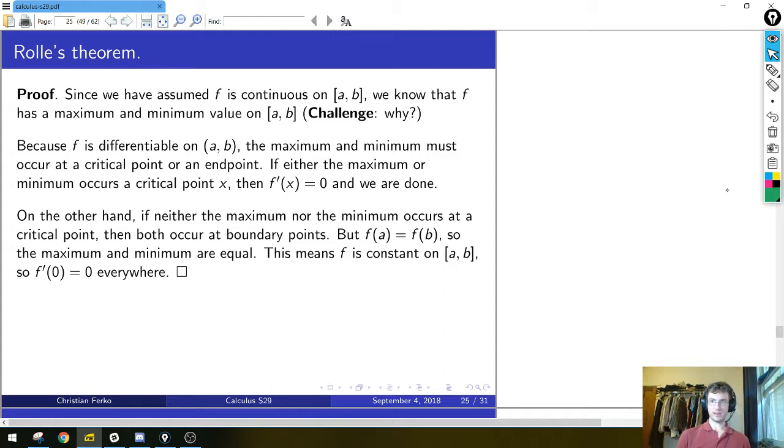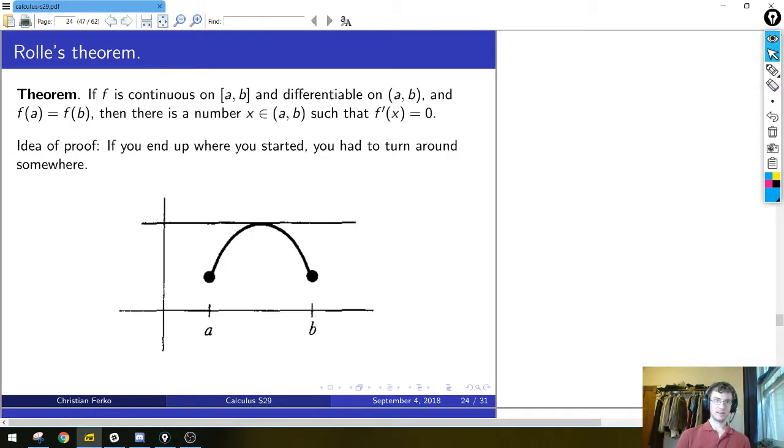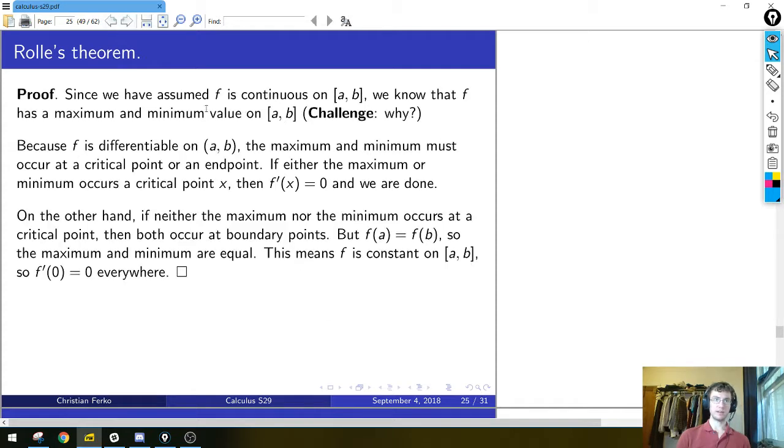So there's an embedded challenge for you in the proof. The first statement, reminding you that we assumed f is continuous on the closed interval a to b: since we've assumed f is continuous on the closed interval a to b, we necessarily know that f achieves its maximum and minimum value on that interval a to b. So my challenge to you is, why do we know that this is true?